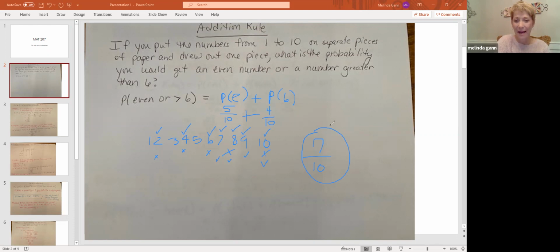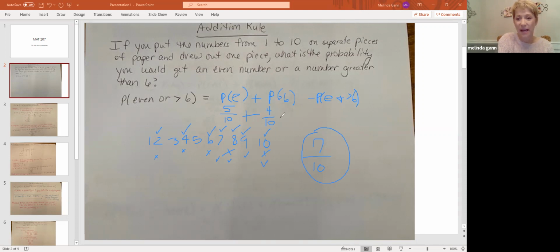But the right answer is not 9 out of 10, it's 7 out of 10. All right, do you see why? Do you see that I double counted this 10 and I double counted that 8? So I'd have to take off the double counts. So if I'm going to do it this way, I'm going to have to subtract all the ones that were both, because that's the ones I double counted. If they were even and if they were bigger than 6.